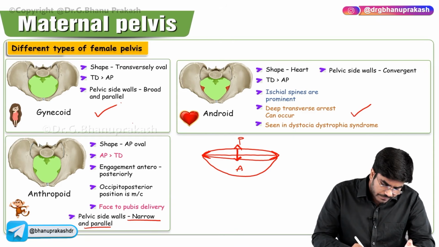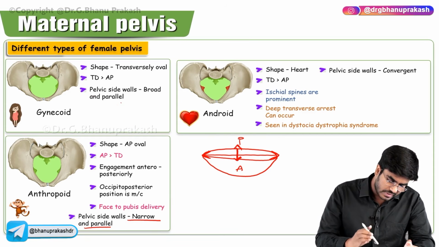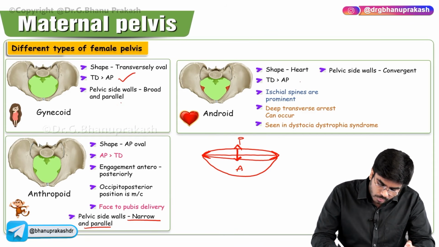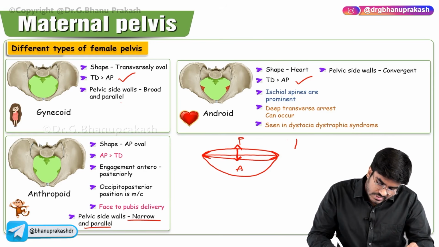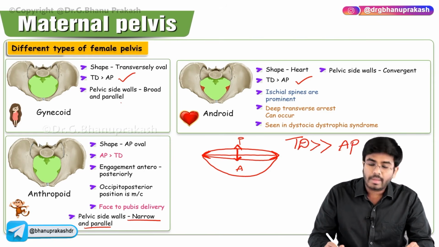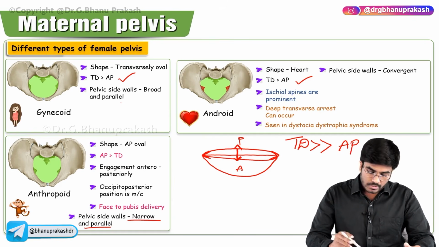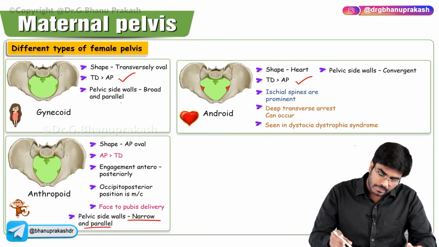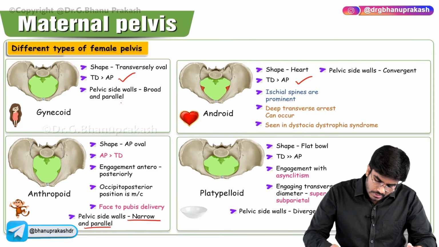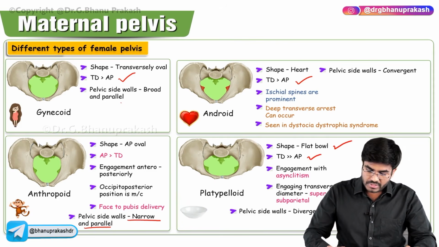The same will be true with gynecoid pelvis and android pelvis, right? Even in gynecoid and android pelvis, transverse diameters are greater than antero-posterior diameters. But here, please concentrate. Transverse diameters are greater than antero-posterior diameters, which means the pelvic inlet's transverse diameter is so big that it just looks like a bowl shape. So a bowl-like pelvis is the platypelloid type of pelvis, just looking like a flat bowl. Transverse diameters are greater than antero-posterior diameters.